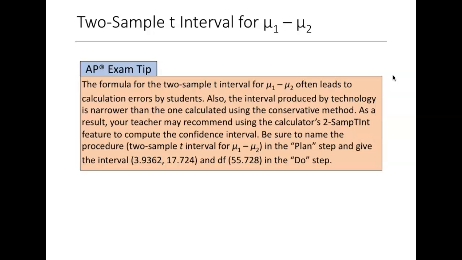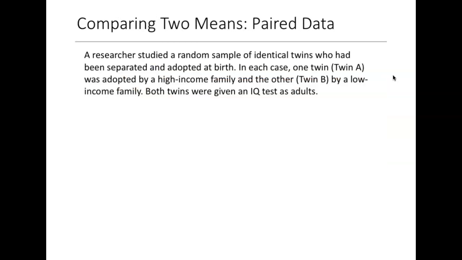This AP exam tip just says, don't do this by hand, use your calculator, and just make sure that you always do no pooling in your calculator and that you also list the degrees of freedom when you write out your answer.